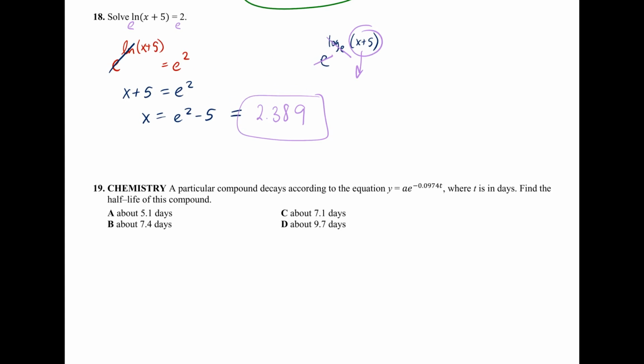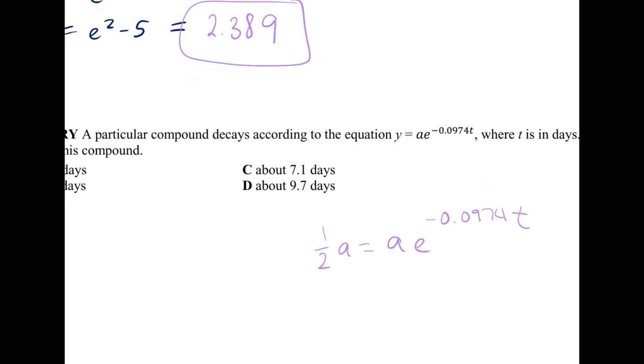I think we have one more minute of class. Which one do you want to do? 19 or 20? 19? Okay. So you do a half-life. I'm trying to find the half-life, and I gave you this equation. So then the a's cancel out, and you divide.